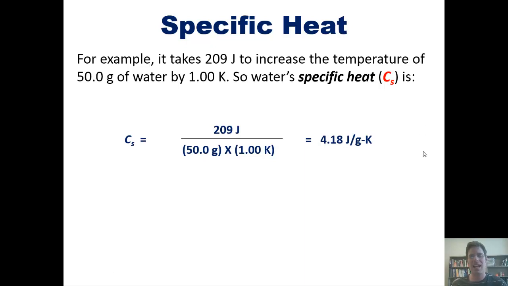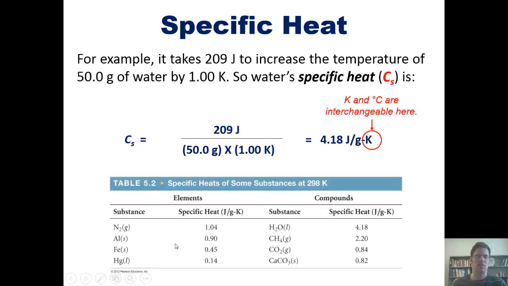Yeah. And by the way, Kelvin and degrees Celsius here are interchangeable, and the reason is because you're only talking about the magnitude of a temperature change instead of the absolute value of a temperature change. And remember, each individual Kelvin is the same size as an individual degree Celsius, so you can interchange them right there at that point. Here's a table that shows the specific heats for some substances at this temperature. And yes, the specific heats do change if you change the temperature.